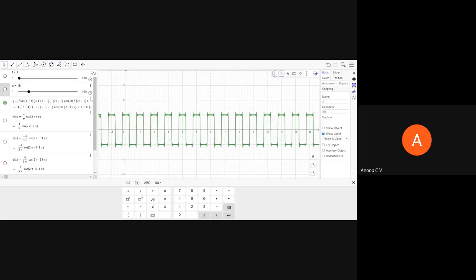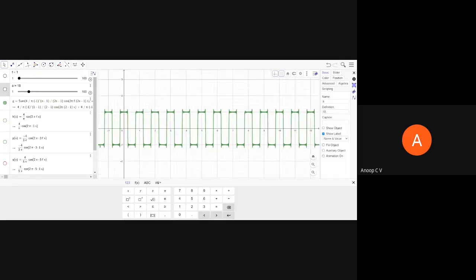Please do respond. At least someone can represent the entire class and say yes or no. Can you see a square wave? I didn't ask you whether you are able to appreciate this. You can see a square wave, right? So that's what we have. It's not a big deal.